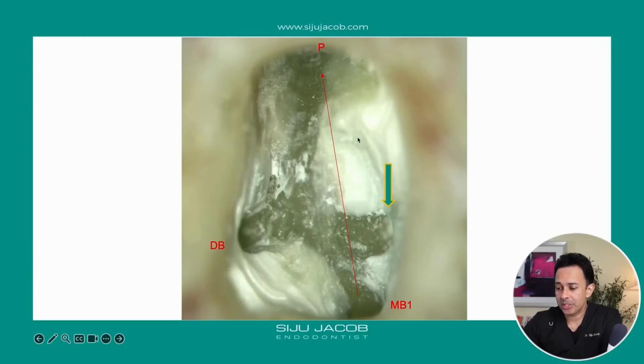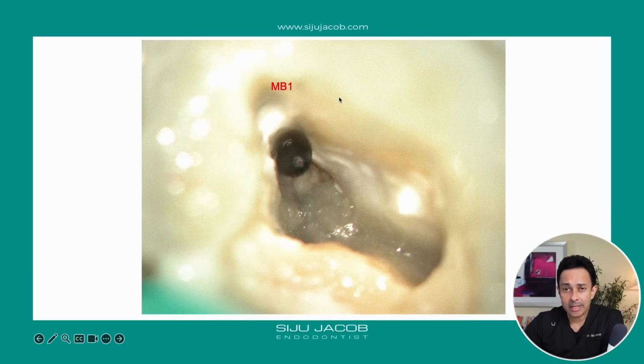The most common position is what you see here. If you find the palatal canal and then you find the MB1 canal, we draw a line from the MB1 to the palatal, and then the MB2 is usually present mesial to that particular line. Here you see a clinical scenario where you have the MB1 and here's the palatal. So you draw a line from the MB1 to the palatal, and then look for it mesial to that line. So the MB2 is usually present somewhere here. So the goal is to remove this shelf of dentin, move this wall mesially to uncover the MB2.